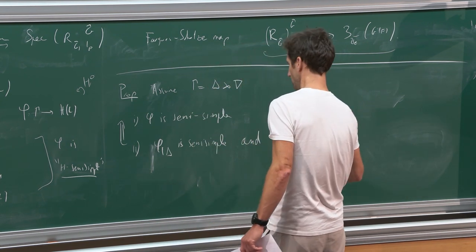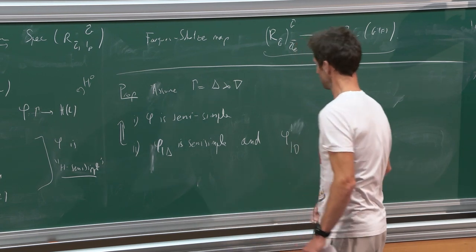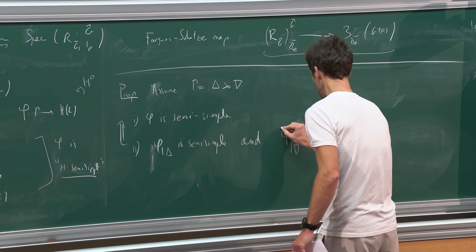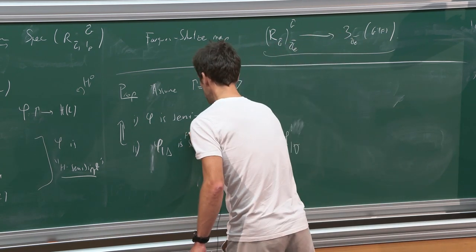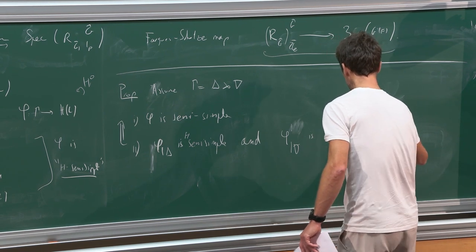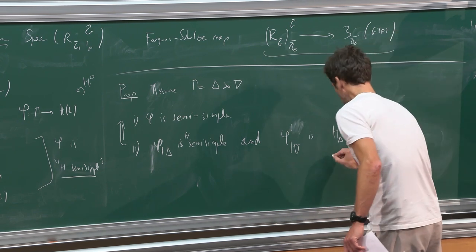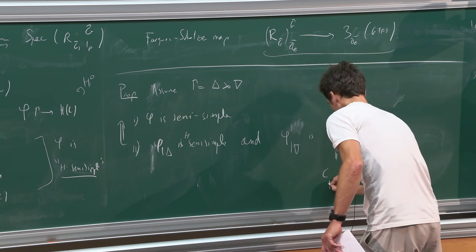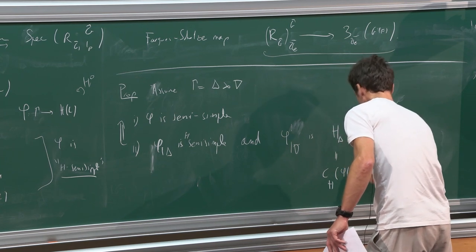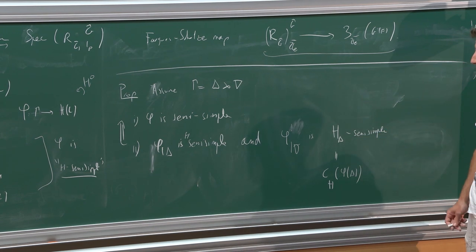And the restriction to the other group, so in general, it won't be semi-simple. But it is, so is H semi-simple. And this one is not H semi-simple, but it is H delta semi-simple, where H delta is the centralizer in H of the image of delta. But it is not true that it is H semi-simple in general.